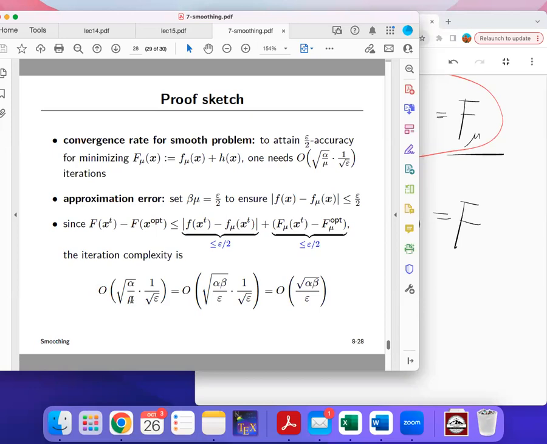But in this case, this mu depends on epsilon, because in the second point, we need to pick mu small so that it can control the approximation error properly. So plugging this choice of mu into this complexity bound, we get this one. Eventually we have square root of alpha beta over epsilon. So you can see there's a trade-off between these two bullet points.